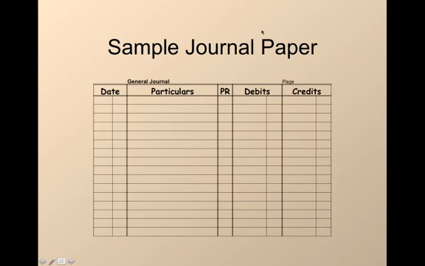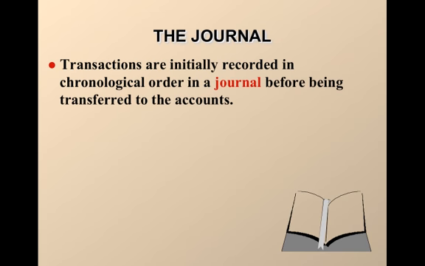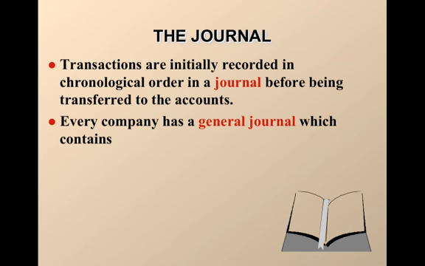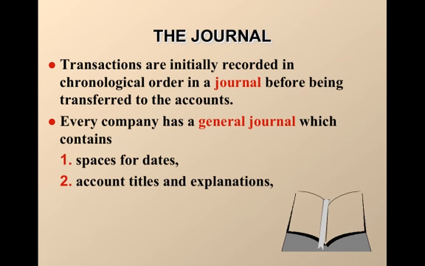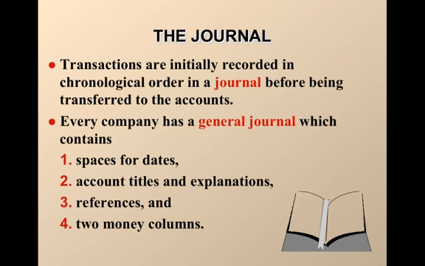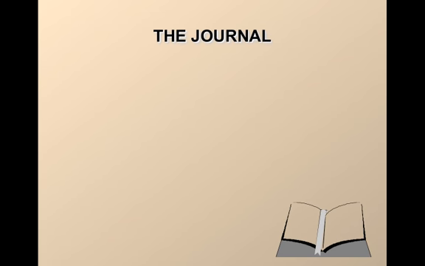So generally speaking, the posting reference column is blank until you post. Transactions are initially recorded in chronological order. That means in the order that they occur, in order of time, in a journal before being transferred to the ledger, which is a book of accounts. We just talked about that. And every company has a general journal, which contains the spaces for dates that we just talked about, the particulars column where we're going to put the account titles and our explanations, the posting reference column, and the two money columns of debit and credit. We just talked about that.